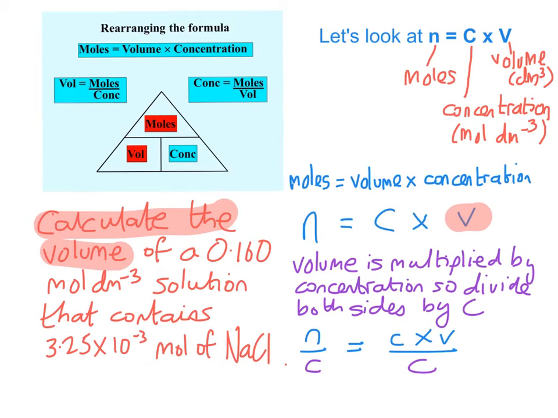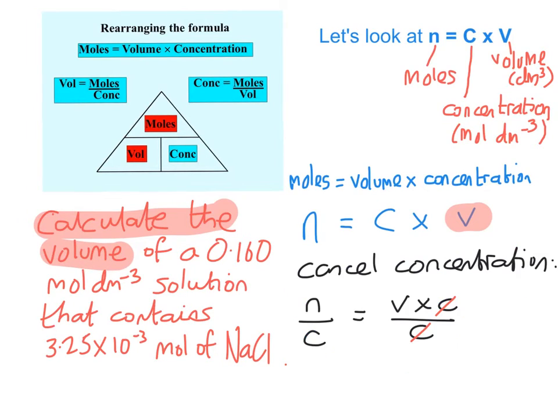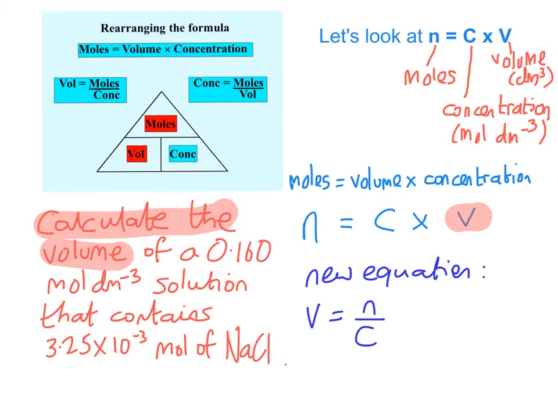Now you can cancel. So you cancel the concentration, and the only place you can do this is on the right hand side of the equation. This now gives us a new equation we can use, which is V equals n over c. Now if you look at the rearranging the formula triangle at the top left of the screen, you'll see it's exactly where that came from. But we've just done it because we know what to do mathematically, not because we pulled it out of a triangle.